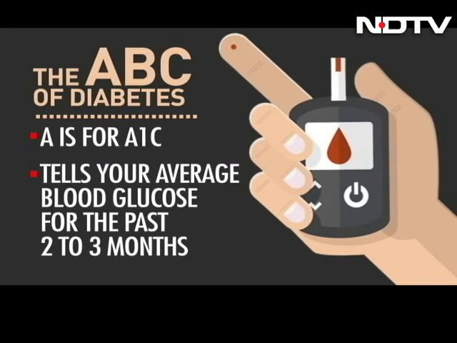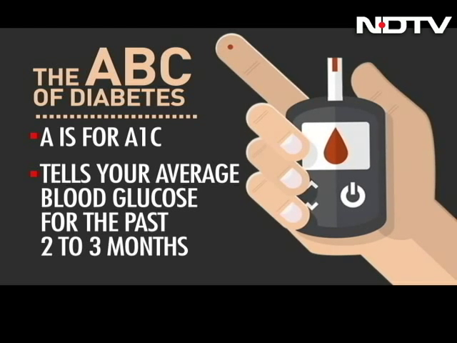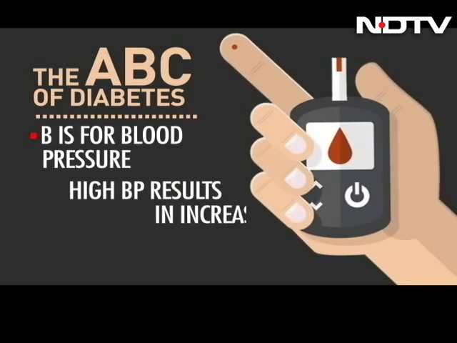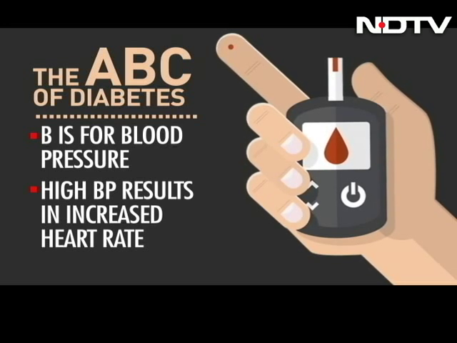A is for A1C. Your A1C check, which also may be reported as estimated average glucose, tells you your average blood glucose for the past 2 to 3 months. B is for blood pressure. Now, high blood pressure makes your heart work harder than it should.